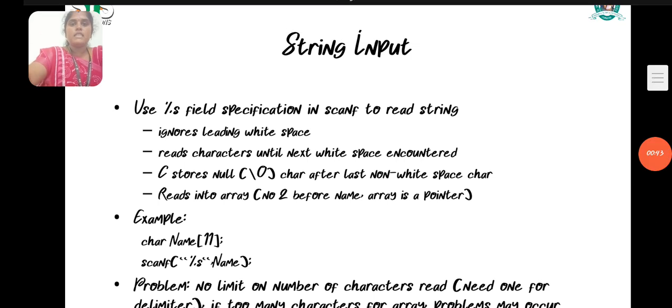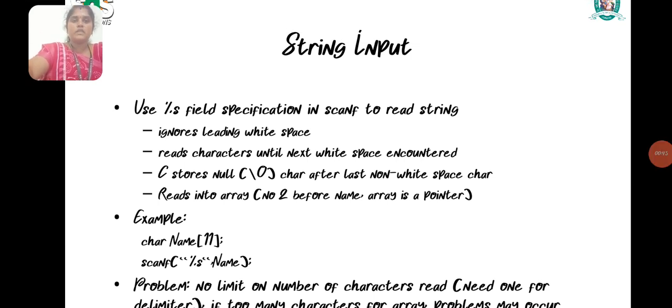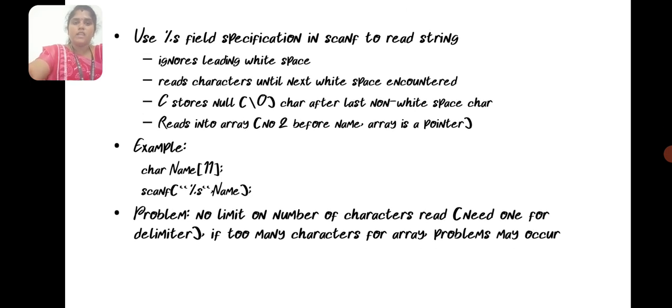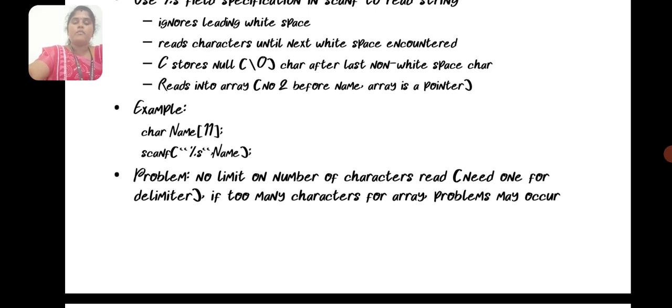Use the %s field specification in scanf to read string data. It ignores white spaces if they are already there and reads characters until the next white space is encountered. White space is nothing but the space between two characters. It always stores the null value after the characters. It reads the input data into the array. The array name is already a pointer, so the ampersand may be omitted.